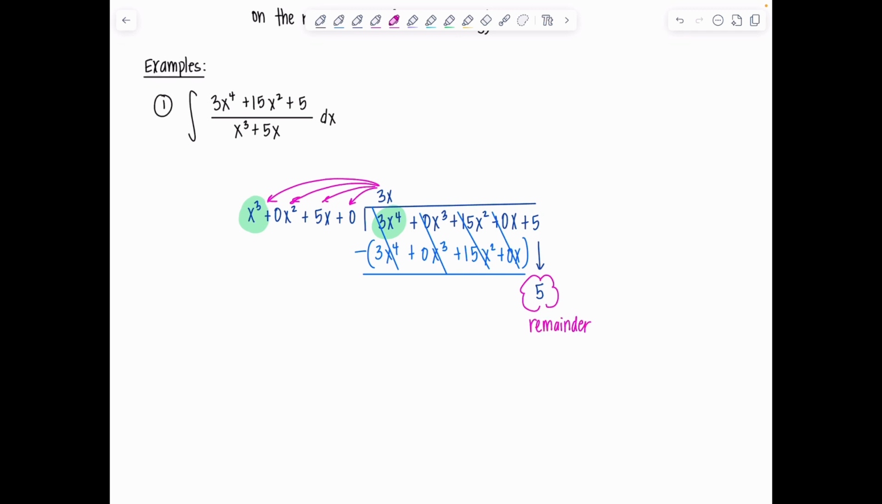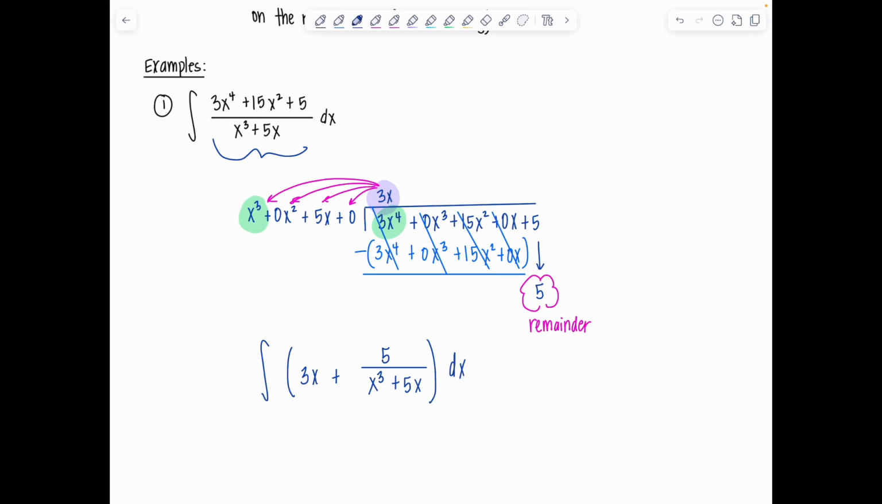Okay. So what do we have now? Well, I can rewrite this integrand. We have integral now of 3x, that's part of my quotient here, plus 5 over the divisor. Now I'm not going to write it with all the placeholders. I'm going to write it how it originally was right here, x cubed plus 5x dx.